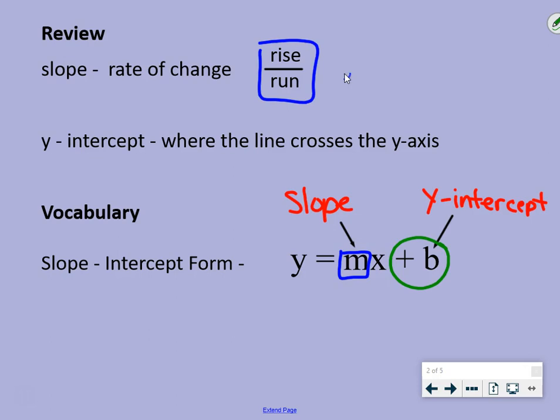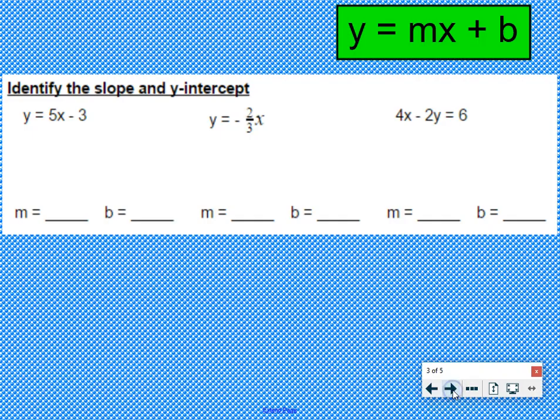Now please note, I included the plus sign with the b. Sometimes it'll be a minus b, which means your y-intercept is negative. And we're going to talk a lot about that today. Identify the slope and the y-intercept. It must be in slope-intercept form, so it has to be y equals mx plus b.